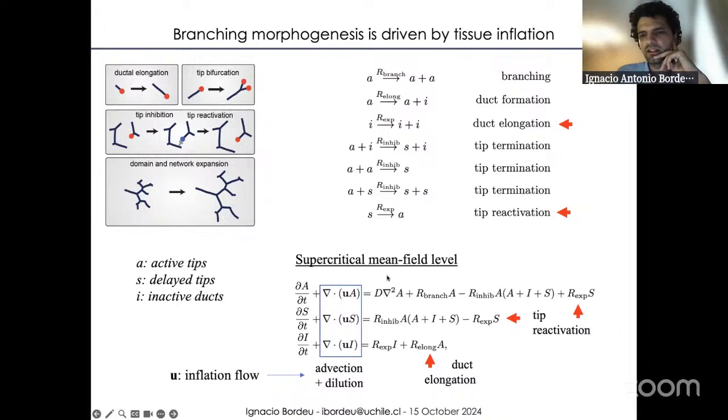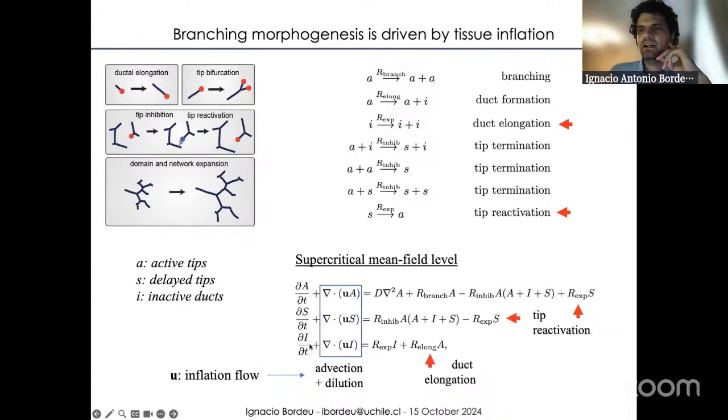and you can build a mean field model out of this. It looks messy, but it's actually quite simple. It's just taking these equations and writing them down. We have diffusion of active particles. We have the branching rate of active particles, the inhibition term, which is nonlinear, and the reactivation of delayed tips. So we now have three equations, one for active, one for delayed, and one for ducts.